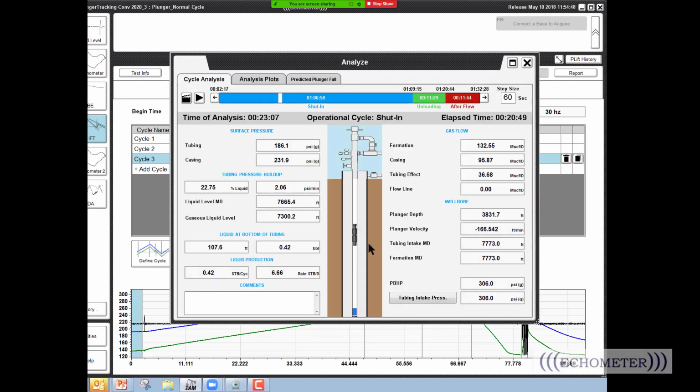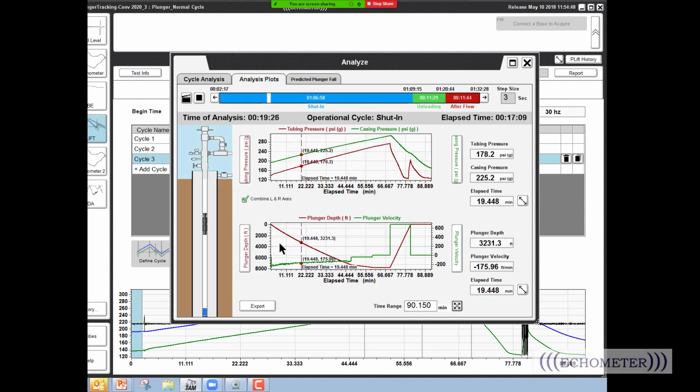And so here's our analysis of the well. We can set this to, let's say, 3 second steps. And I can say replay it. And so here's the plunger falling in the well, and here's the real-time calculations changing. Here's the flow rates. Here is the plunger depth, plunger velocity, bottom pressures, liquid in the tubing, percent liquid. And then if I go to the analysis plot, there's the graphs of that same data.